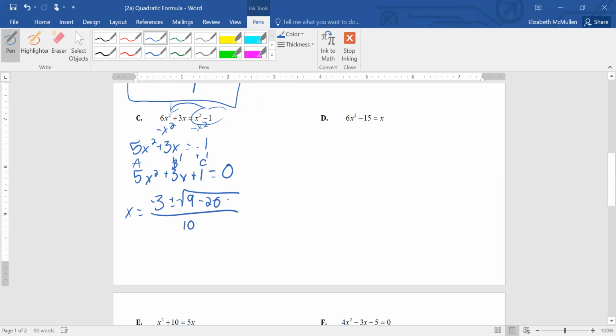All right, simplify what's underneath of my radical. So 9 minus negative 20 makes this negative 11. And let's clean this up. So x equals negative 3 plus or minus the square root of negative 11 over 10.